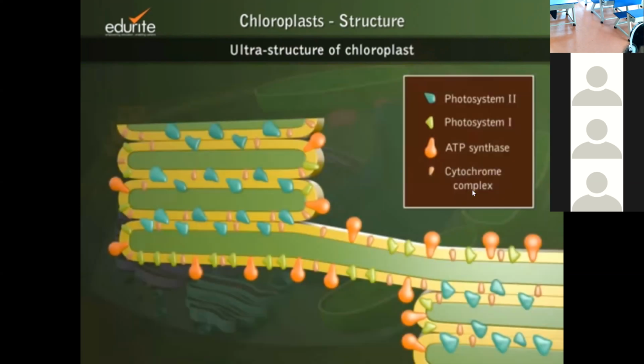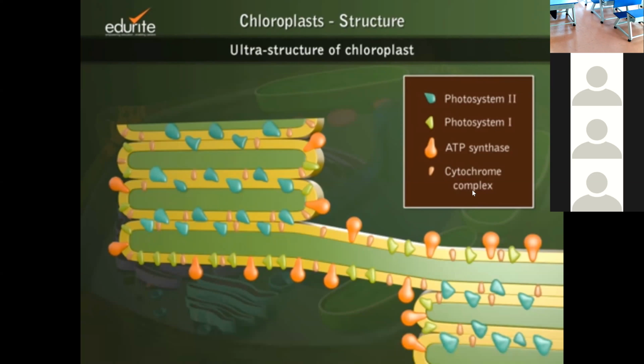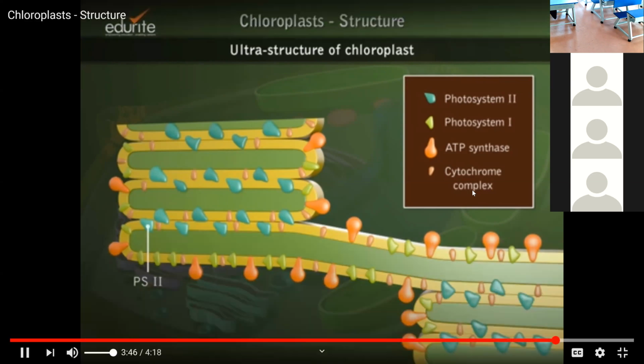The thylakoid membranes are made up of 20 to 30% lipids and 70 to 80% proteins. They also contain a large number of granular structures embedded in the membranes. These granules are called quantasomes. Quantasomes are responsible for capturing photons of solar electromagnetic radiation and act as photosynthetic units. The larger granules are called photosystem II or PS2, and the smaller granules are known as photosystem I or PS1.